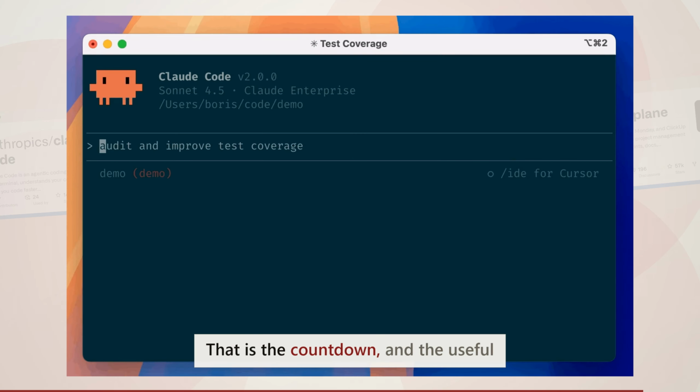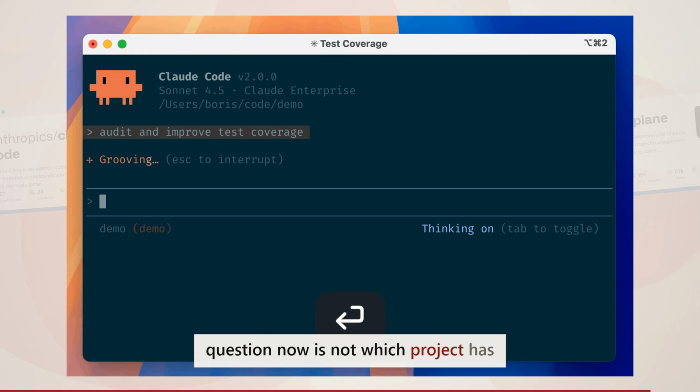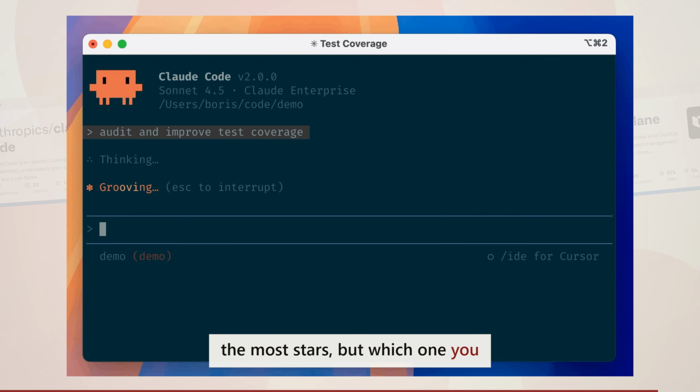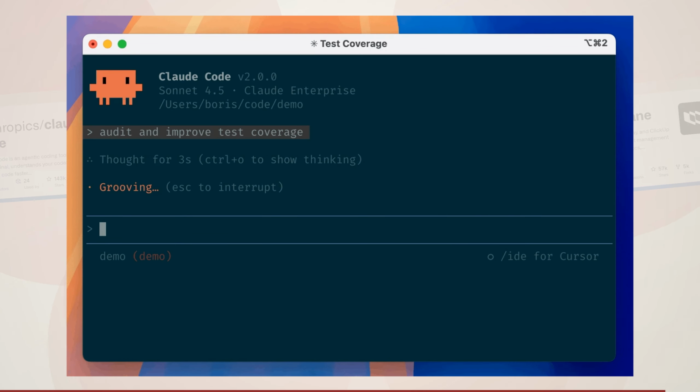That is the countdown, and the useful question now is not which project has the most stars, but which one you would actually install this week and keep running.